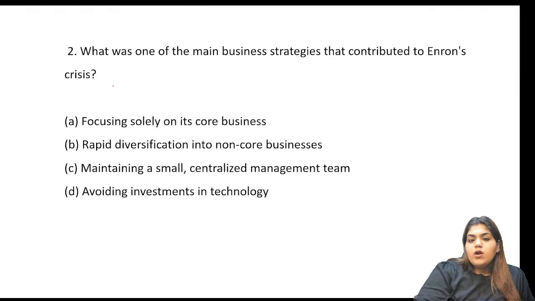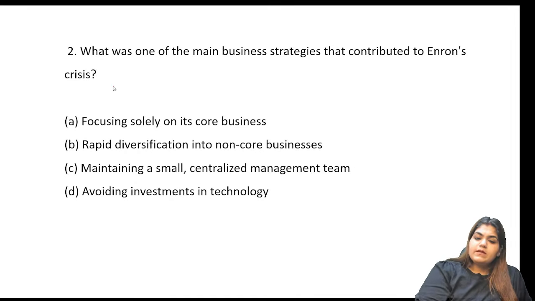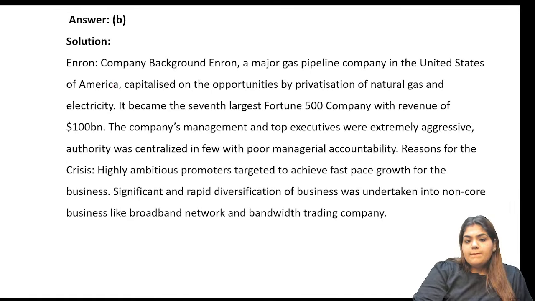Next, what was one of the main purpose strategy that contributed to Enron crisis? Rapid diversification into non-core business, right? B is the correct answer.